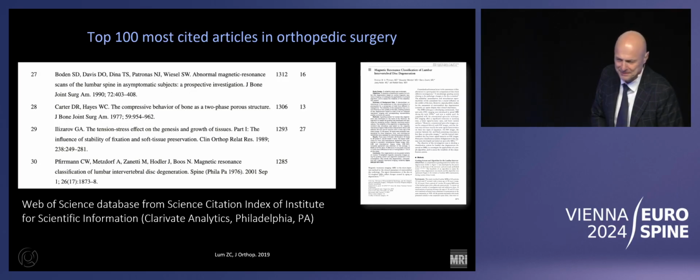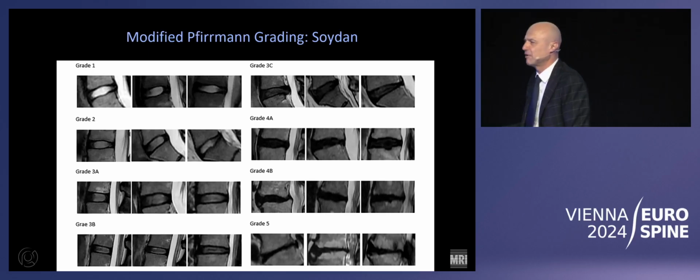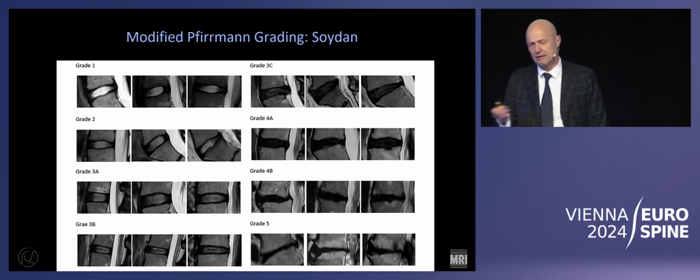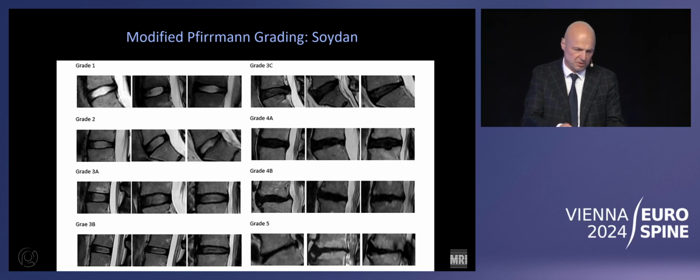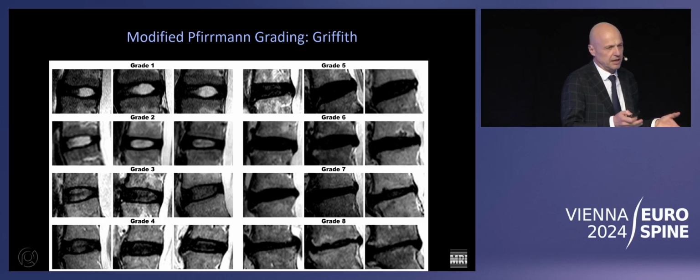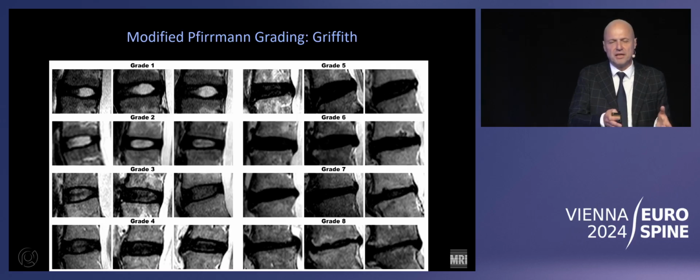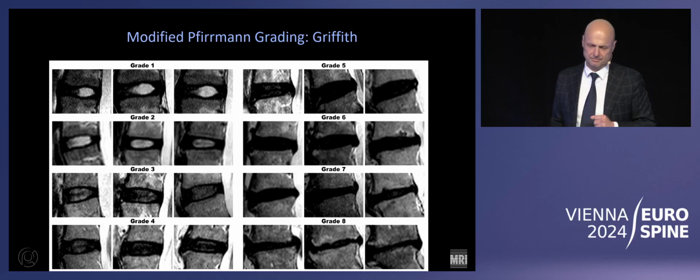Things happen. Lots of modifications were done, modified Pfirrmann gradings. There are a number of them. I just lost track, so many are out there. This is one of which I present here. Another one is the Griffith grading. Most of the modified gradings add degrees in grade 3 and grade 4 discs to be more detailed.